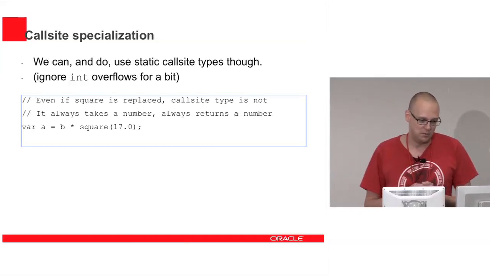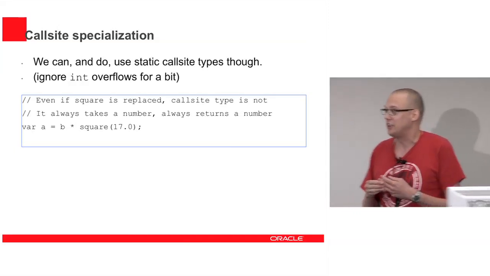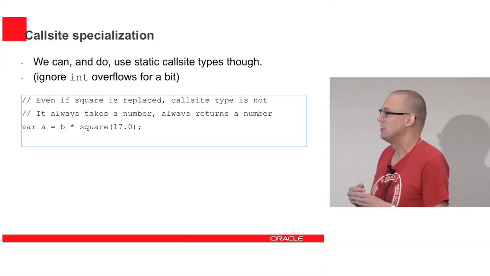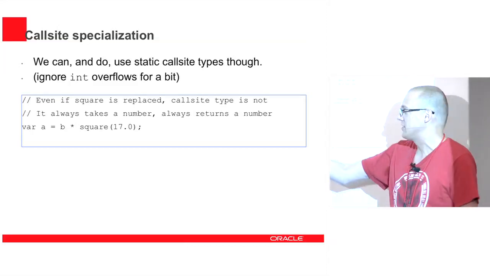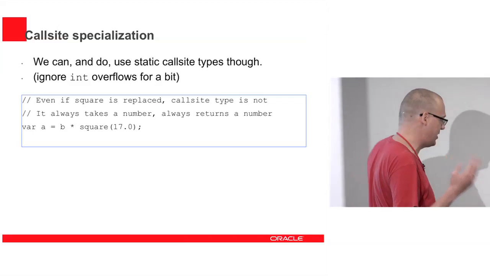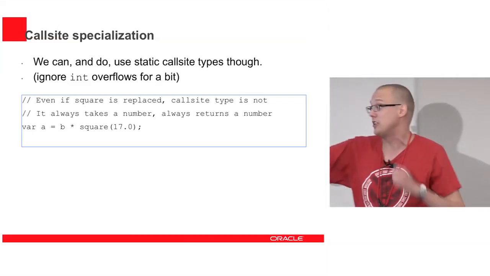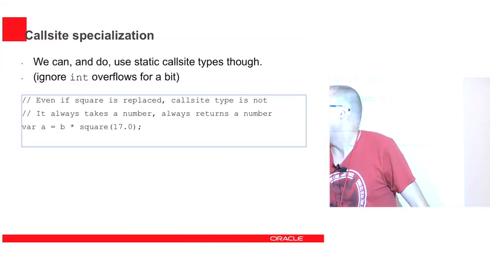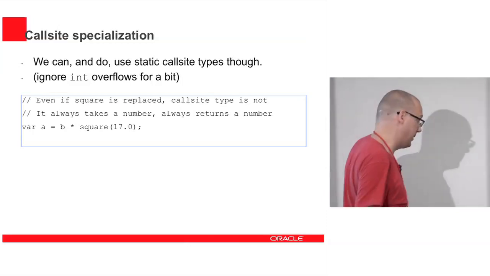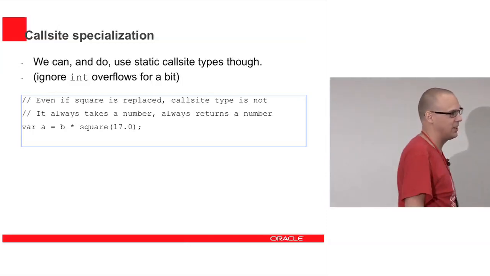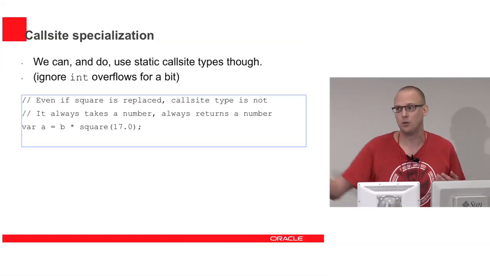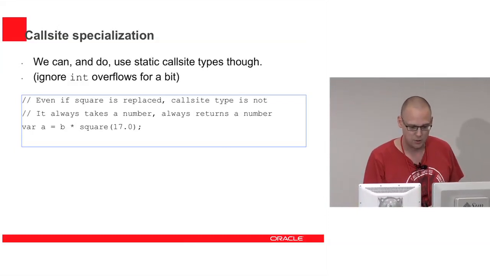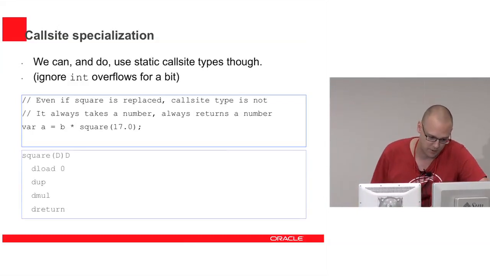So we can and do use static callsite types, though. When we see things in the JavaScript code that look like this, you can tell that square is called with, in this case, a double. And since the result is used in a multiplication, you know that it can return a double, because there will be a coercion, or it has coerced its result to a double, and then we're done with this callsite. So we can do a little bit better than the conservative approach.